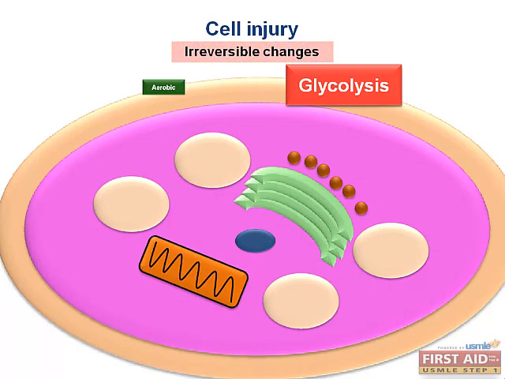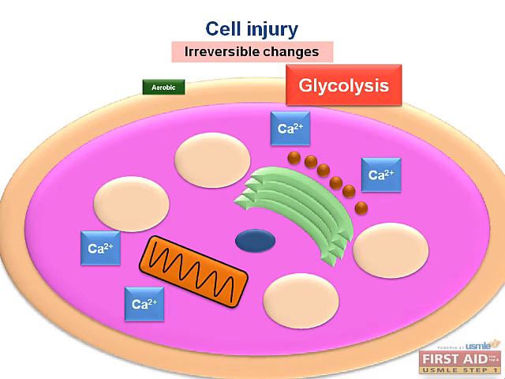Now we start getting into the irreversible changes. Time to salute our poor little cell goodbye. The first major irreversible change is a buildup in calcium. So just like there's a sodium-potassium ATPase pump, there's also a calcium ATPase pump that requires ATP. Normally pumps out calcium. It can't work anymore. Calcium, therefore, builds up. What's the problem with that?